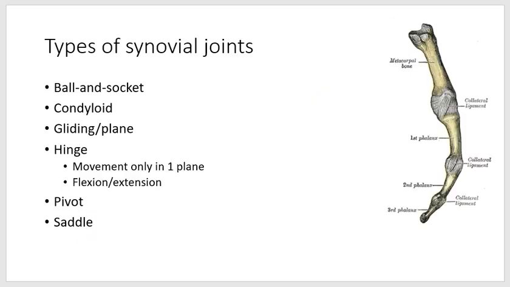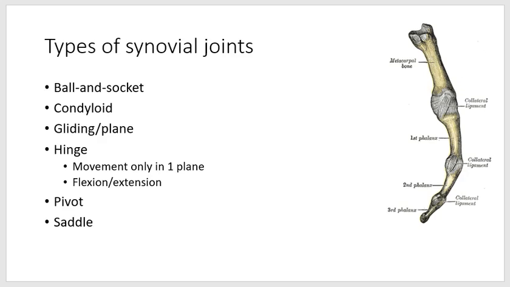Then we get to our hinge joints. These are some of the joints that you know best, like your elbow joints and your knee joints. You only have movement in one plane, right? You can take your elbow and either flex it or extend it. You can bend it this way or straighten it out.